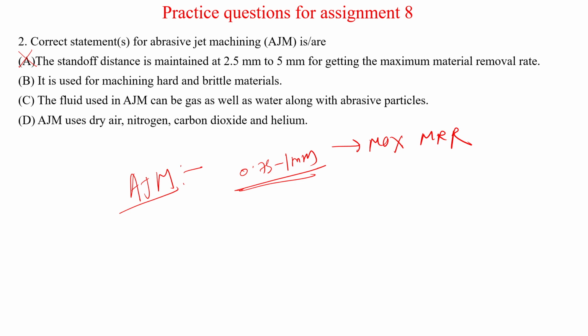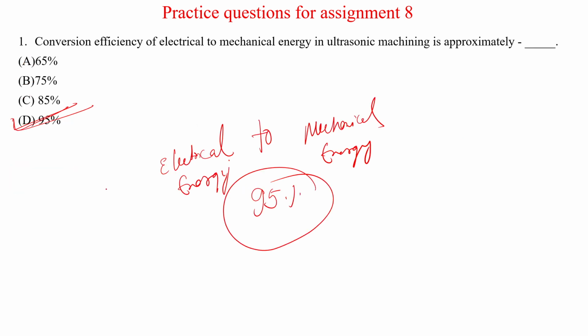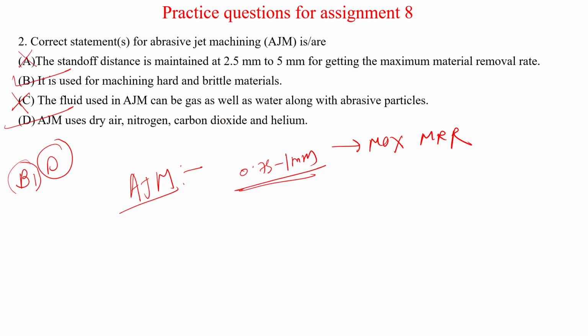Now, it is used for machining hard and brittle material. Yes, because abrasives are used. This is right. Third, fluid used in AJM can be water. No, because in AJM no water is used. Water is used in WJM or AWJM. This is also wrong. Now, AJM uses dry air. Yes, it is right. So the answer is B and D. Okay, have you got it? You need to remember this because this question can be solved easily, but you need to remember the standoff distance values. Otherwise, you'll get it wrong in exams.